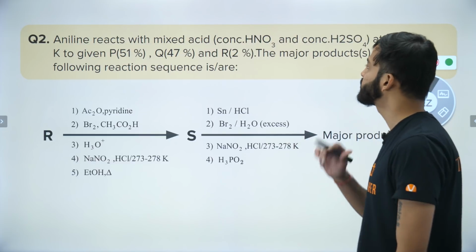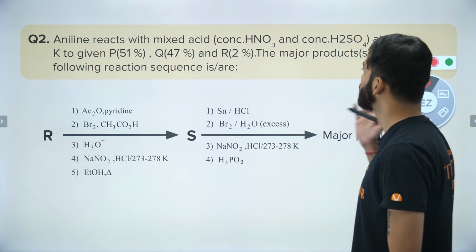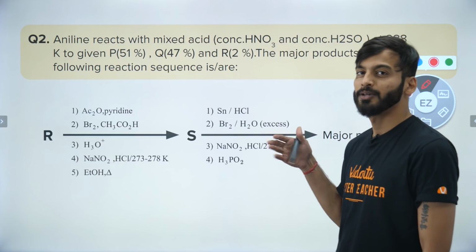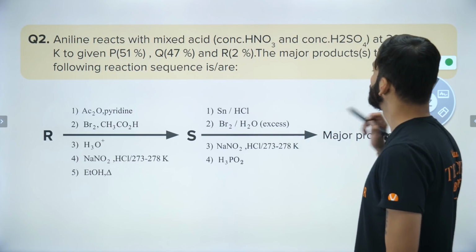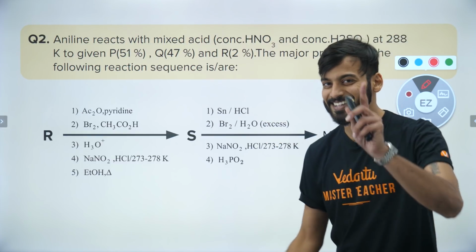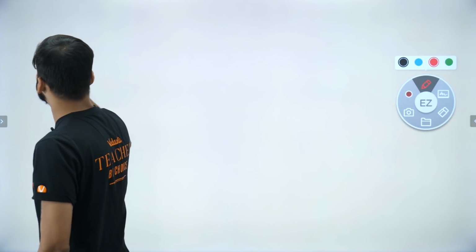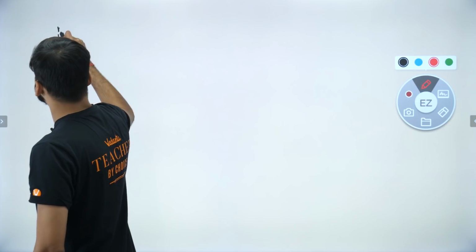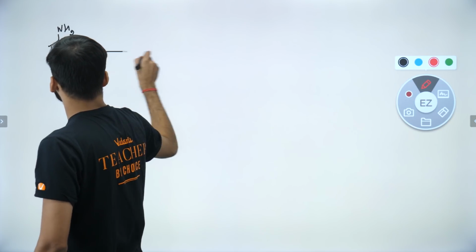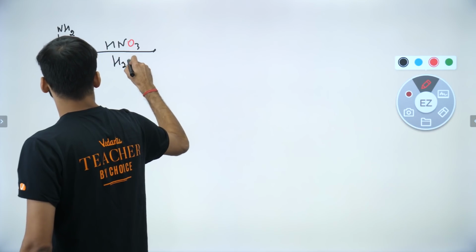Aniline reacts with mixed acid, मतलब aniline reacts with mixed acid, HNO3 and H2SO4. Basically, you are doing nitration of aniline at 288 Kelvin to give 3 products. This is the major part. Let me tell you, beta, very, very important part. Check this out. When you will take aniline and you will react here HNO3 and H2SO4.